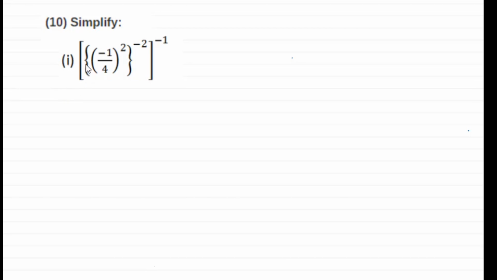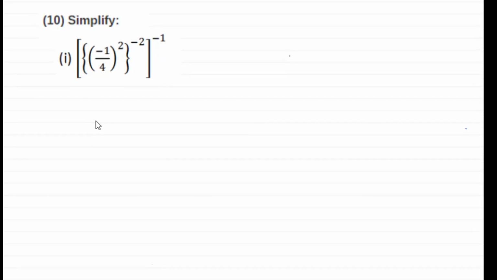So here this is 10th question, first part. You have (-1/4)^2, then raised to the power -2, then again raised to the power -1. So in this type of question, simply you have -1/4, then it is raised to the power 2, then again -2, then again raised to the power -1. So all these powers will get multiplied, so your exponent will become 2 into -2 is -4, -4 into -1 is 4 only, so it will become (-1/4) to the power 4.